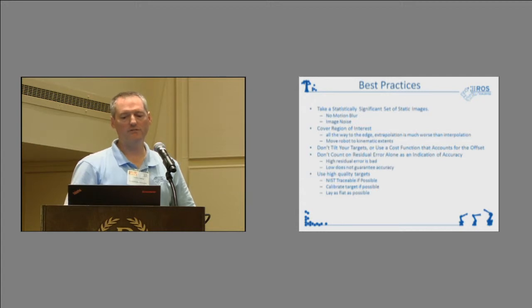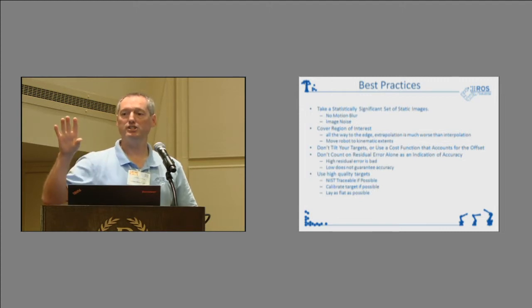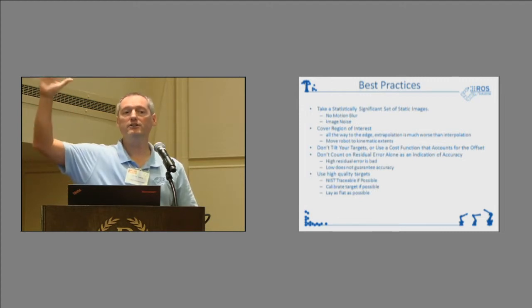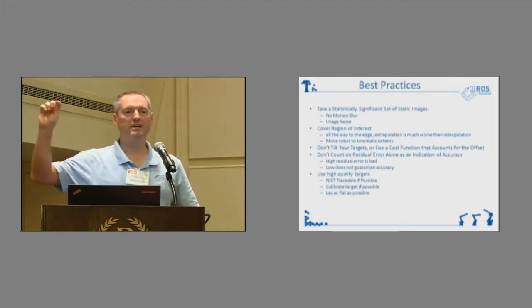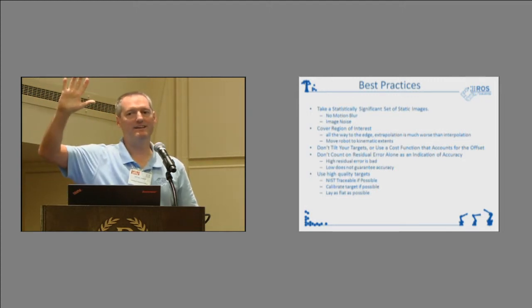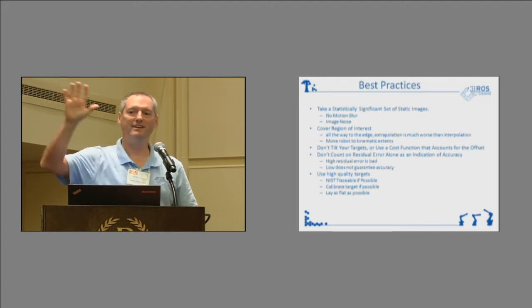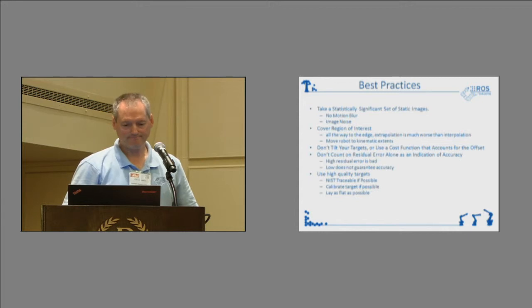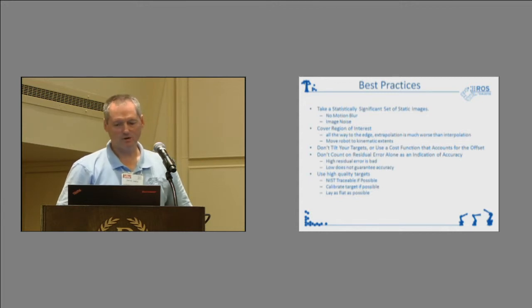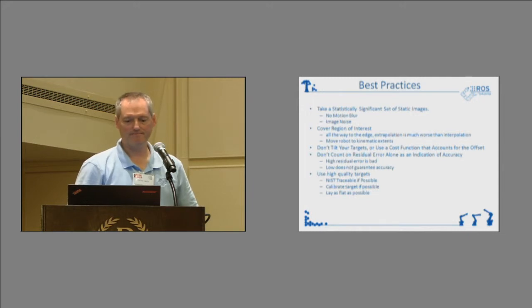You should always cover the region of interest completely. When you're doing intrinsic calibration, make sure that you have images clear to the edge of your field of view, because extrapolation out beyond where you have data is going to be much worse behaved than interpolation where you do have data. I already told you not to tilt your target unless you're accounting for that.